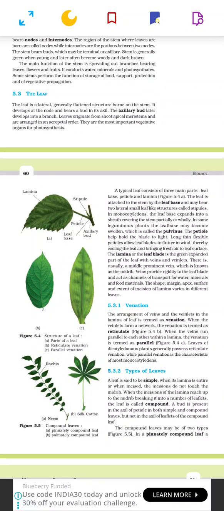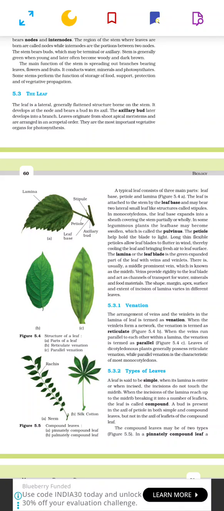Venation. The arrangement of veins and veinlets in the lamina of a leaf is termed venation. When the veinlets form a network, the venation is termed reticulate. When the veins run parallel to each other within a lamina, the venation is termed parallel. Leaves of dicotyledonous plants generally possess reticulate venation, while parallel venation is the characteristic of most monocotyledons.